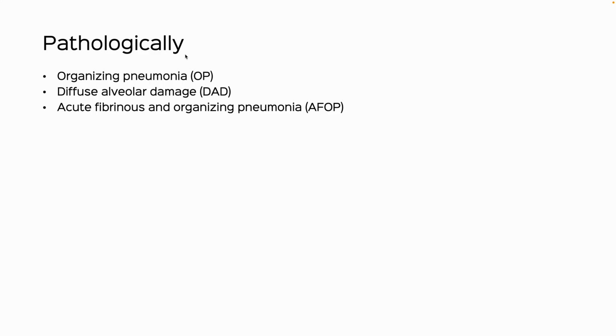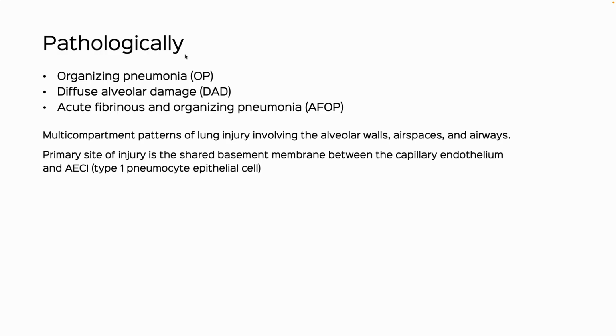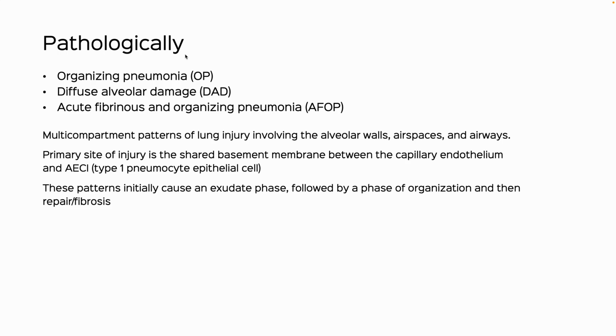Pathologically, if you were to biopsy these, you would see organizing pneumonia, diffuse alveolar damage, or acute fibrinous and organizing pneumonia, and sometimes a spectrum of all three depending upon the extent of disease. So this is multi-compartmental disease that involves the alveolar walls, air spaces, and airways. But irrespective, the primary site of injury is the shared basement membrane between the capillary endothelium and the AEC1, that is the type 1 pneumocyte epithelial cell. Whenever we get an acute injury, any of these three patterns initially cause an exudative phase, followed by a phase of organization and then repair and fibrosis.